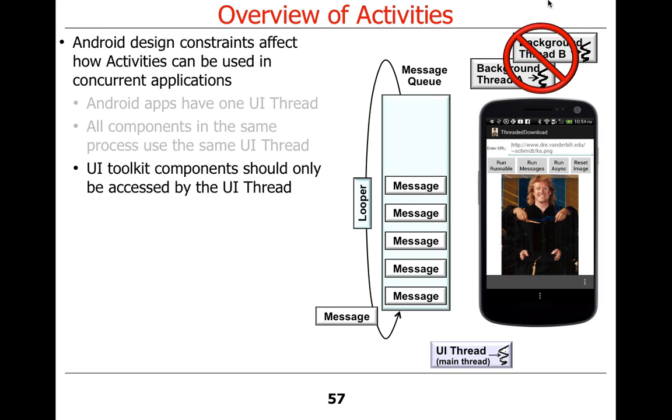Now, anybody know why that is? Why do they do that? What's the motivation for making all user interface operations have to run in one thread, which is the main thread? Yeah? Multi-threading is really hard. Multi-threading is really hard. That's very good.